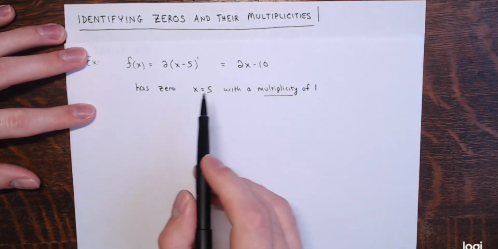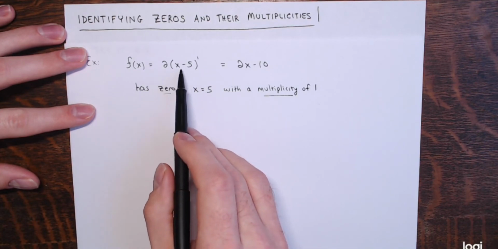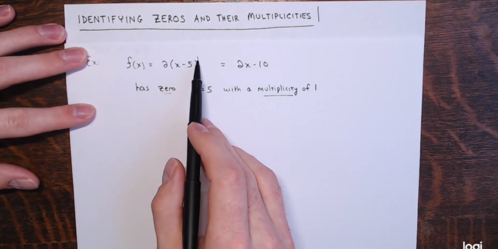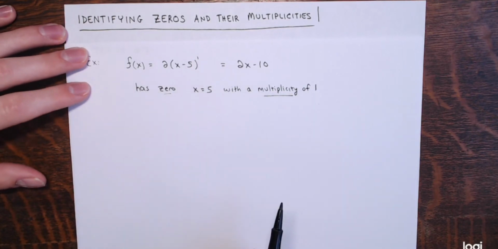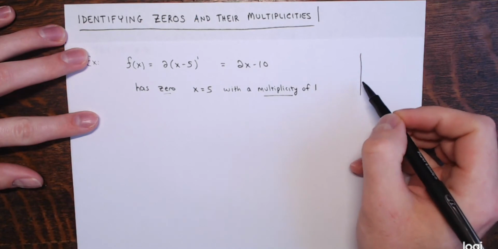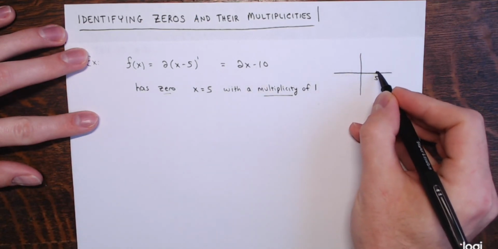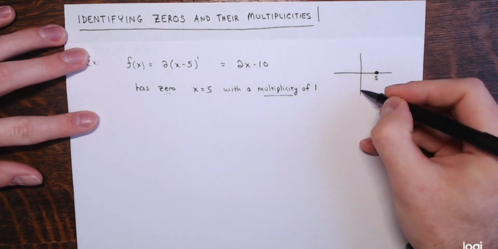So it has a zero at x equals 5, right? You plug in 5, you get 0. And the factor x minus 5 shows up 1 time. So they'd say that that particular zero has a multiplicity of 1. And look at the graph. Now the graph of this would just have 5, 0, and have a slope of 2, right? So the graph looks like this.